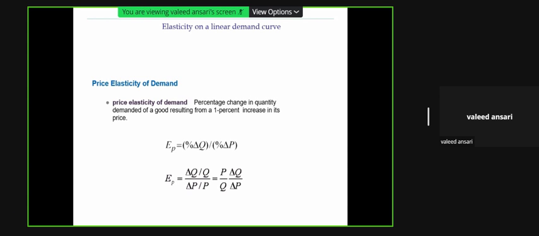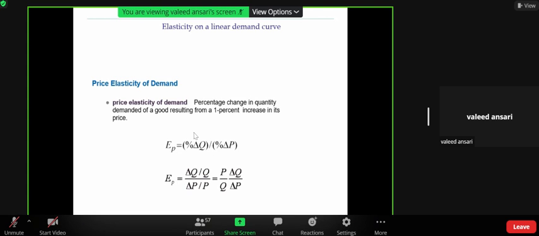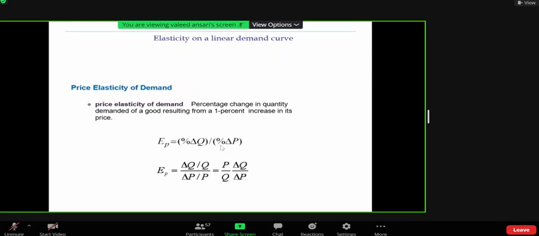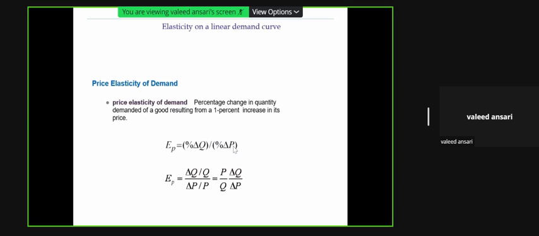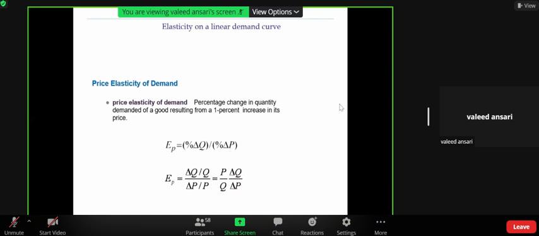Today I will continue and conclude the concept of elasticity. So I will start my discussion today by making the difference that elasticity is not synonymous with the slope. It is a ratio: the change in quantity demanded divided by the change in price. So I will try to make a distinction and try to understand how elasticity differs at different points on the demand curve.